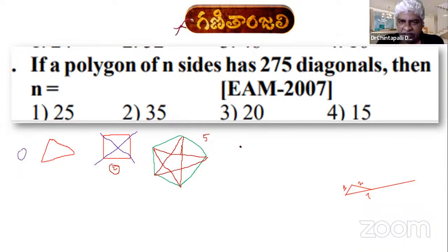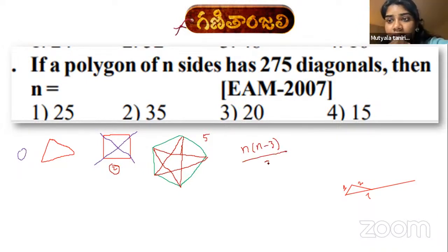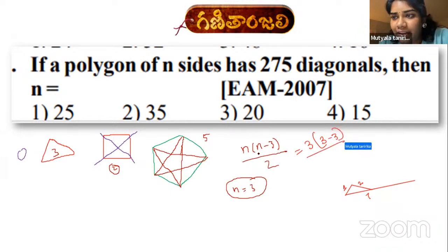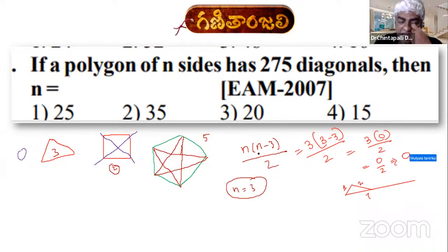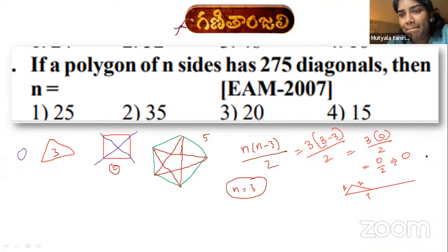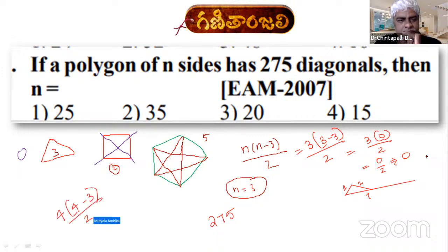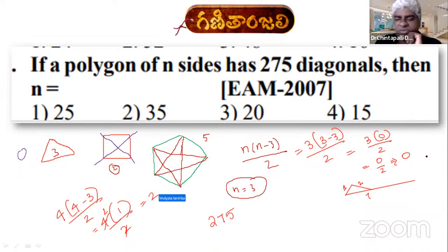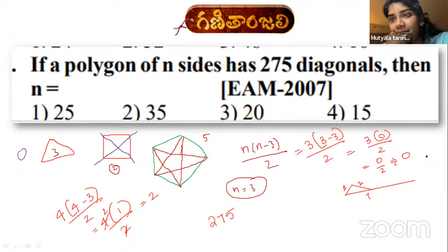Yes, sir. The formula is n times (n minus 3) by 2. Put n equal to 3: 3 times (3 minus 3) by 2, that's 3 times 0 by 2, which is 0. That's why a triangle has 0 diagonals. Put n equal to 4: 4 times (4 minus 3) by 2, that's 4 times 1 over 2, which is 2. That's why a square has 2 diagonals. Now, how many sides does this polygon have?